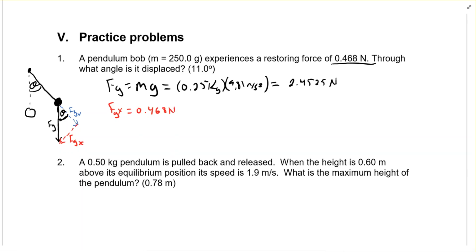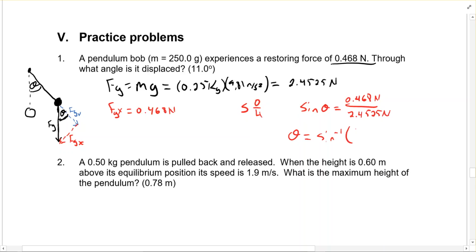So it's with SOHCAHTOA, right? The SOH part of it. It looks like we're looking for opposite and hypotenuse, so we need sine. I'm going to say sine theta is equal to the opposite, which is FGX, 0.468 newtons, over our hypotenuse, which was 2.4525 newtons. And now I'm just going to go with theta is equal to the inverse sine of that, which is 11 degrees. 11.0 degrees.